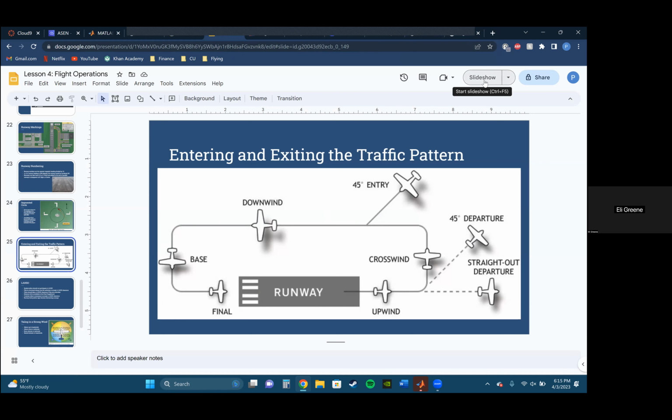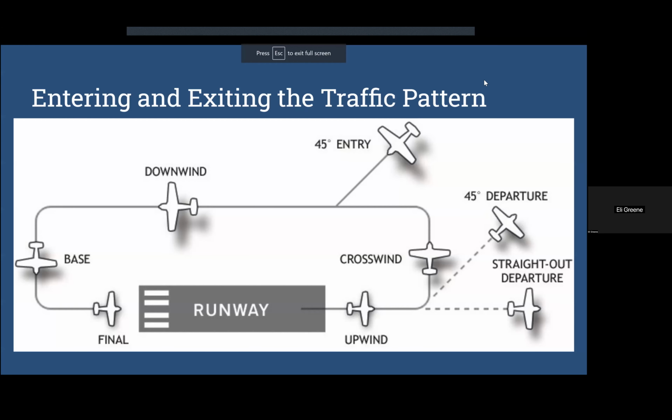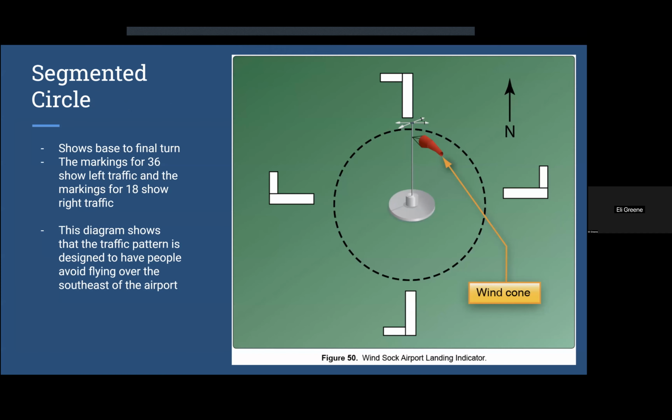But at an uncontrolled airport, it's not technically regulatory, but it's strongly recommended because some airplanes at non-controlled airports could not have a radio. So you could get into a mid-air collision if you're flying conflicting traffic patterns. So any more questions about the segmented circle?